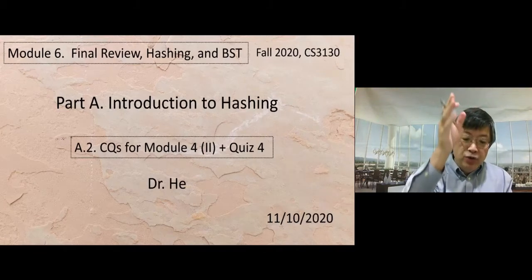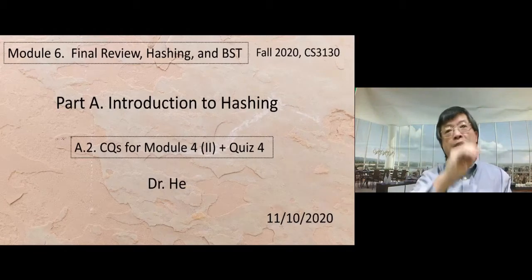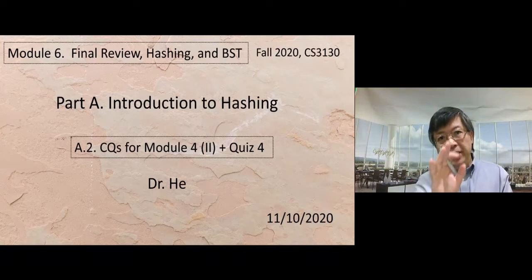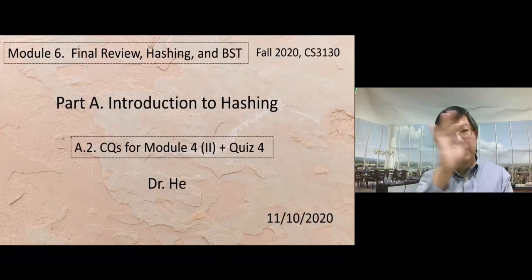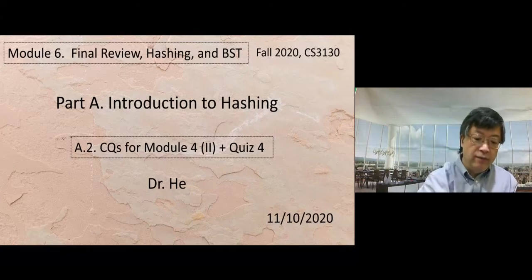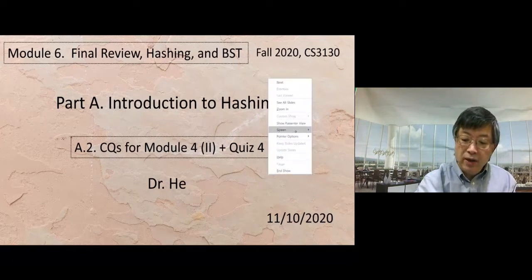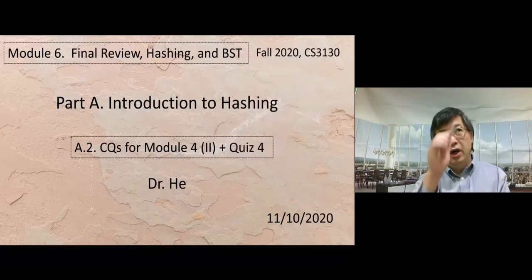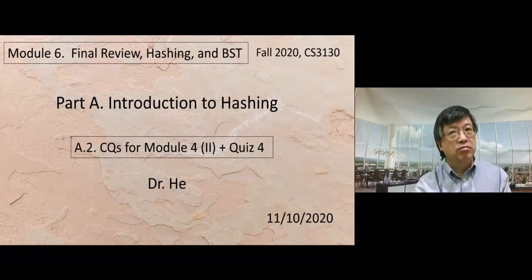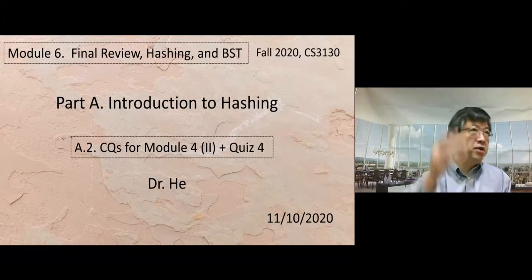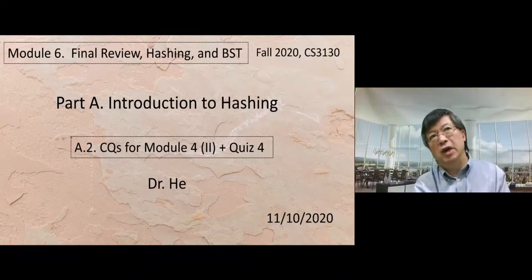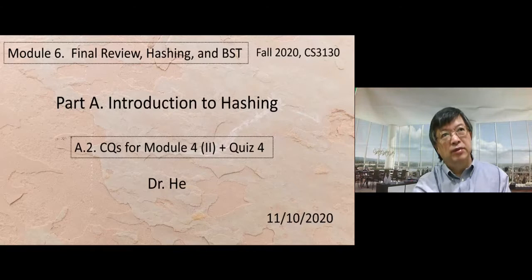Comprehension questions for Module 4, Part 2, plus Quiz 4. In this video, I will also do 4 questions. 1 question from the comprehension questions, the remaining part, but I only do 1 question. So that's the quick sort partition question. That one, because in homework number 2, so many students couldn't do that well. So I need to emphasize this topic another time.